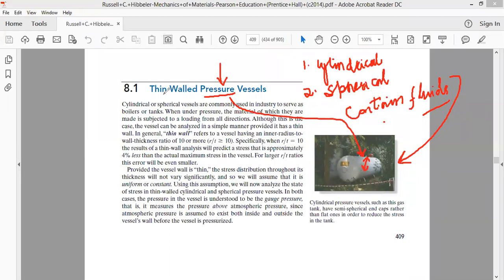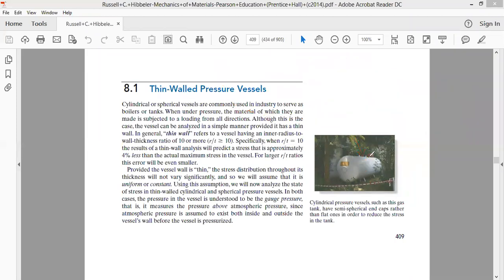That's why we call them pressure vessels. As far as the application of these pressure vessels is concerned, they are used for transportation of water. You use pressure vessels for the transportation of petroleum products, like we use them for the transportation of fuel. That may be gas, that may be diesel, that may be kerosene, and so on and so forth. So these are used for the transportation of fuel.